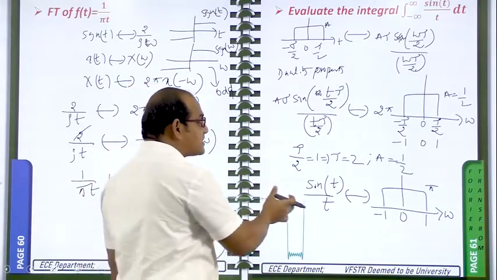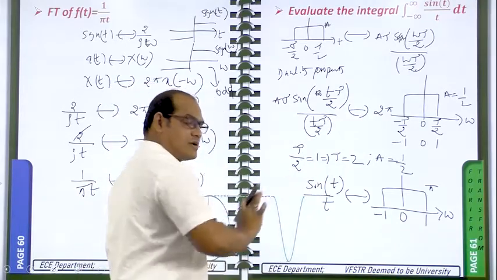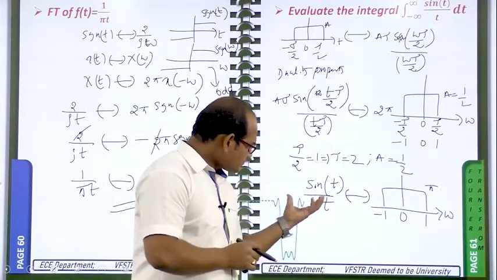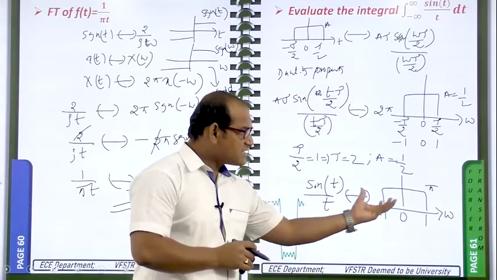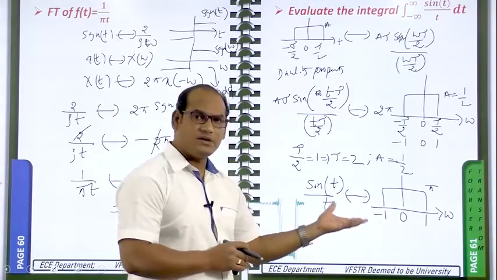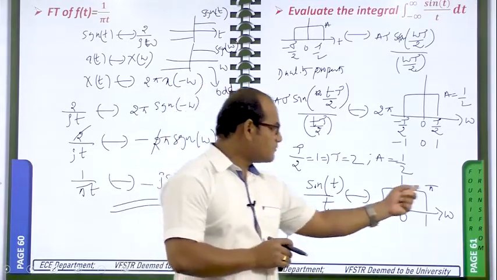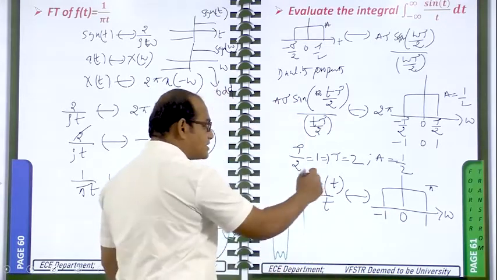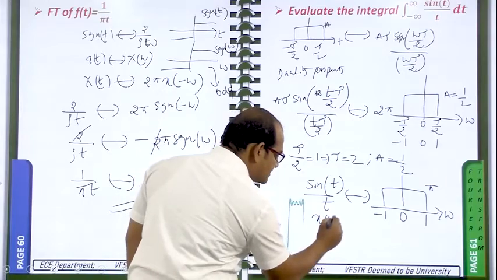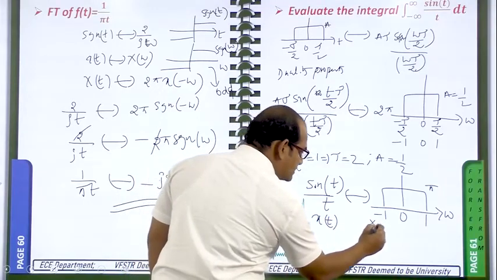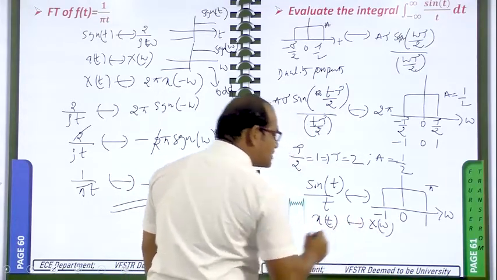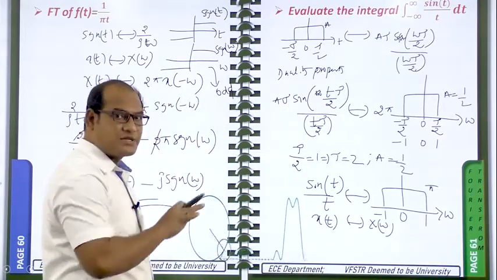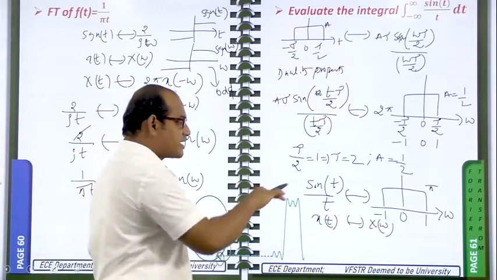Now what are they asking? The integration of this particular function. Now we have the Fourier transform of sin t by t, which is nothing but this rectangular pulse signal. From the duality property we have got this one with the amplitude of pi, from minus 1 to plus 1. Now what do we need? The integral of this one, where x of t is here and x of omega is here. To get the integral of this one, you don't need to do the mathematics. From the Fourier transform only we will get it.